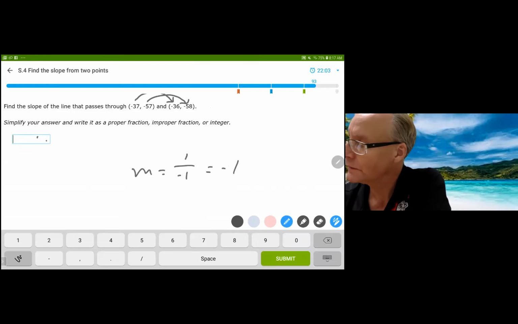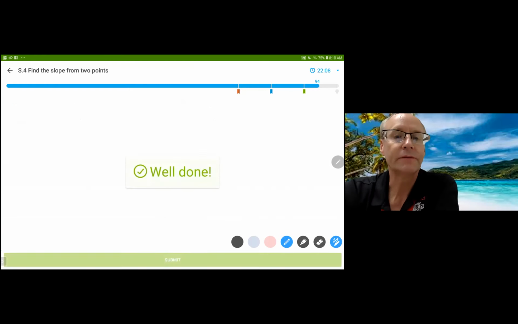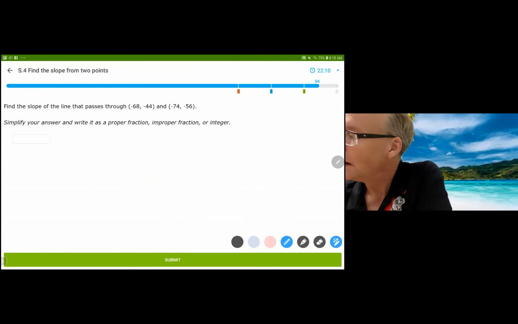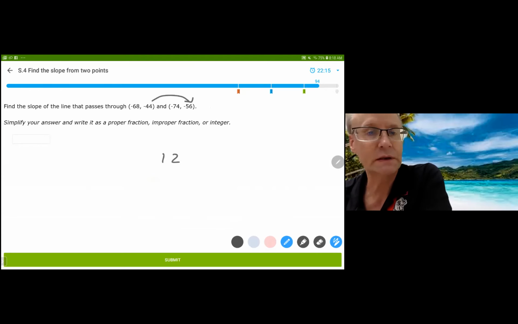Come on. And we're getting there. Got a few more. I'm going to go in this direction. That's going to be 12 again. The difference between negative 44 plus 56 is 12.